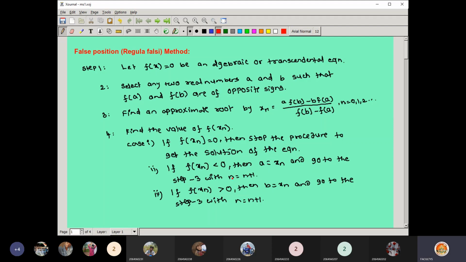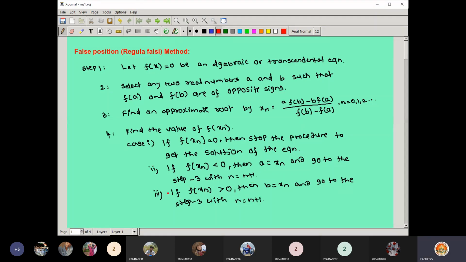If 0 comes, there is no problem. Case number 2: if f of xn is less than 0, that is, you got a negative value, then a changes. Then a equal to xn, and go to step 3 with n equal to n plus 1. That means you change a and again find the next approximate root with n equal to n plus 1.